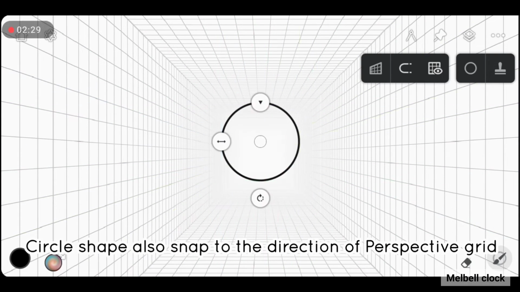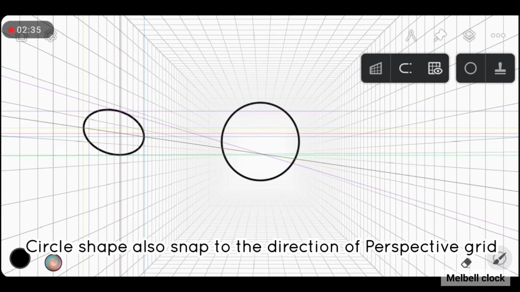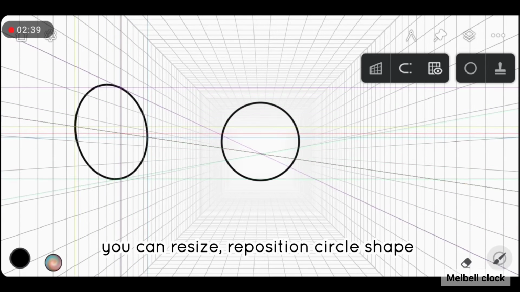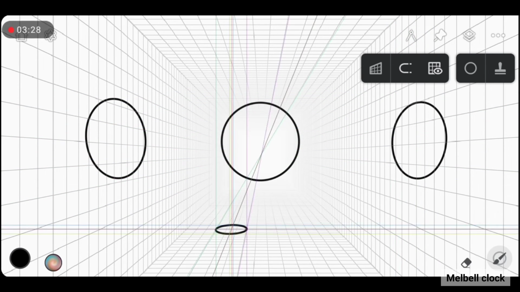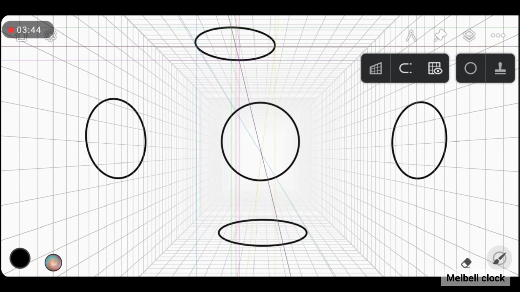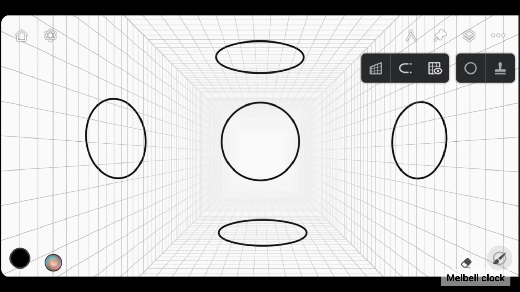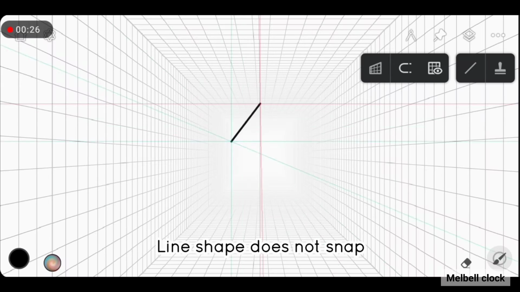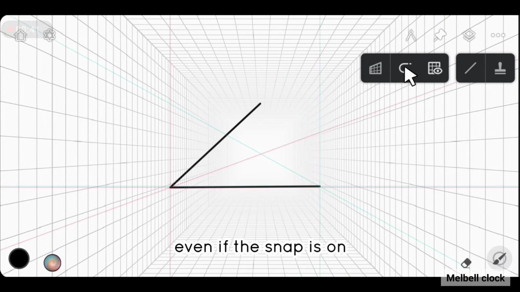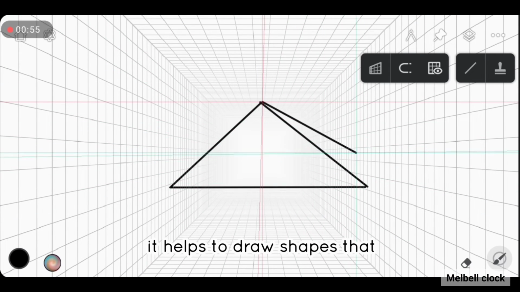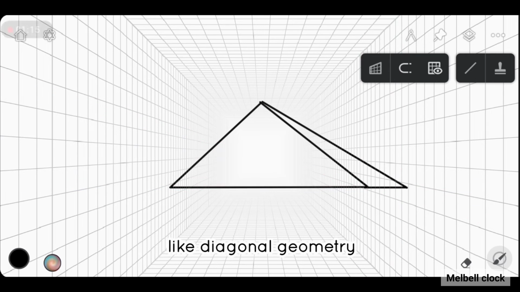The circle shape also snaps to the direction of the perspective grid. You can resize and reposition the circle shape within its original plane. The line shape does not snap to the direction of the perspective grid, even if snap is on. It helps to draw shapes that don't follow the main perspective, like diagonal geometry.